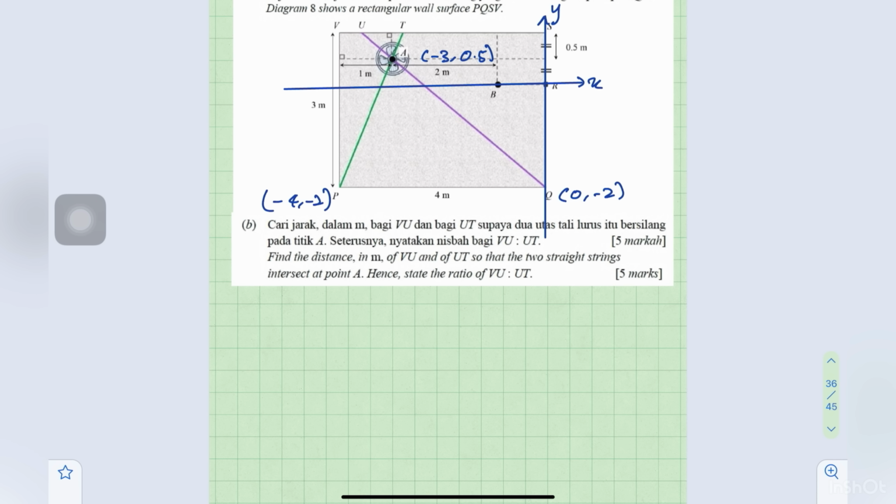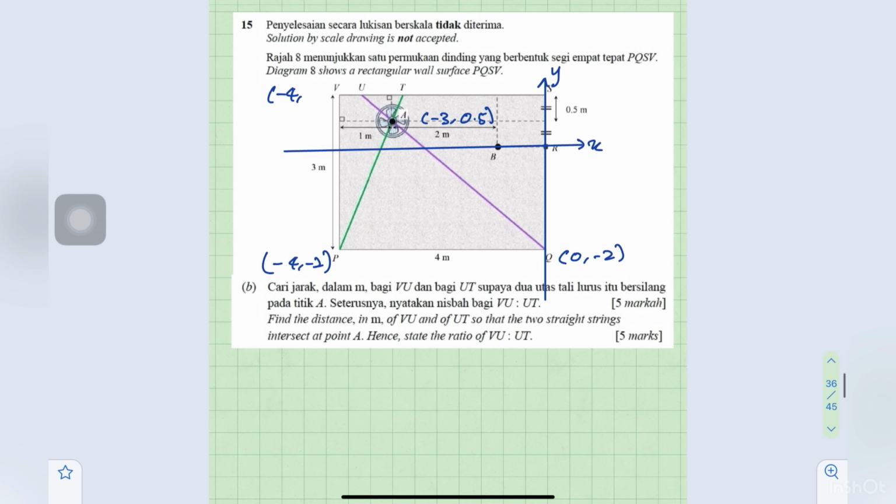Same. V is negative 4. Oh sorry, this one 0.5, 0.5, so 1. So what else? B is negative 1, 0. Then, to find the coordinate of U, we need to find the equation of straight line QAU.